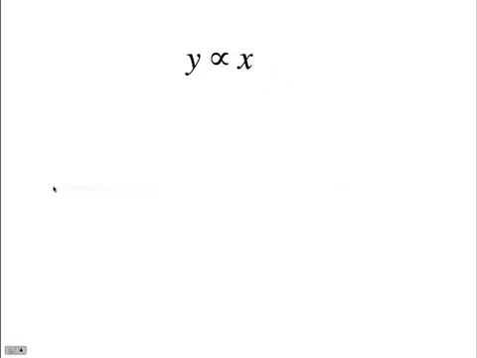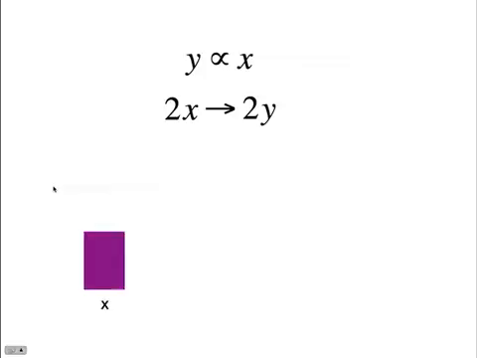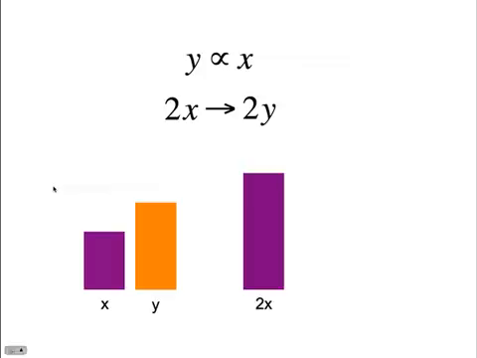If y is proportional to x, then if we double the value of the variable x, then the value of y doubles. For example, let's let the height of this purple column be represented by the variable x. The height of the orange column is represented by the variable y. Suppose then, if this proportionality is true, if we double the height of x, how large will y be? Well, it will double because they are proportional.